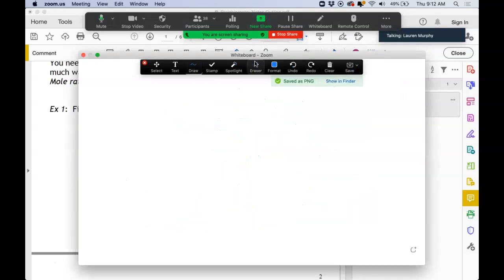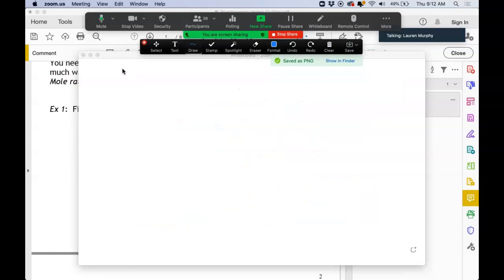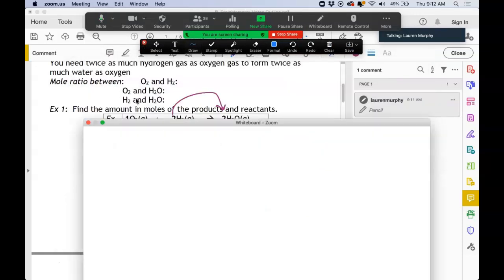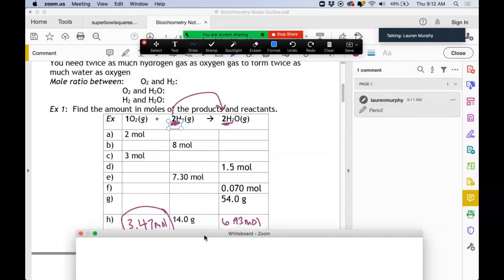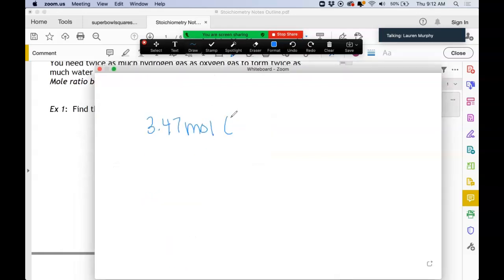Once you get one of the substance's moles, you can use that guy, the 3.47, to find the moles of anything else. Once you have the moles of one substance, you can just use mole to mole ratios. So instead of starting from 14 grams all over again, grams to moles, moles to moles, let's look at it this way. This is what we determined the moles of oxygen to be.